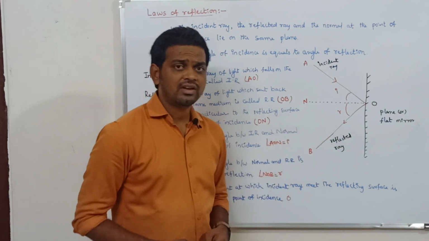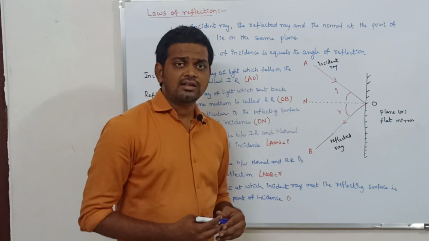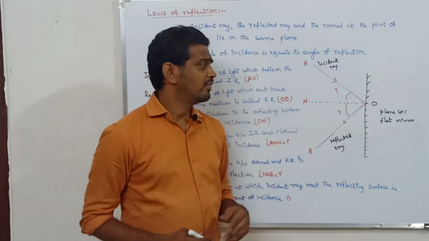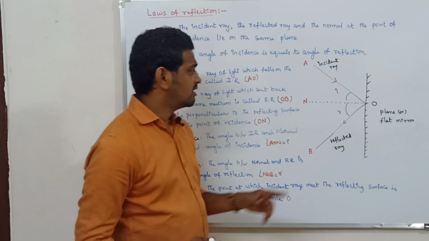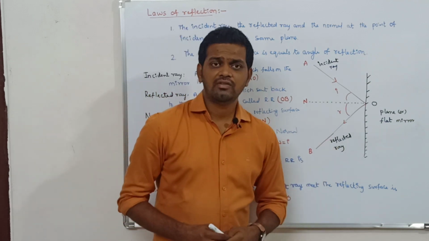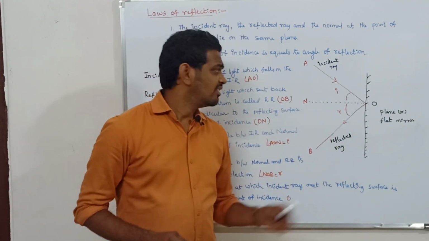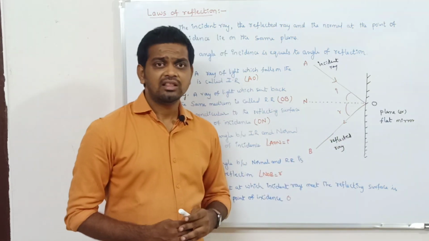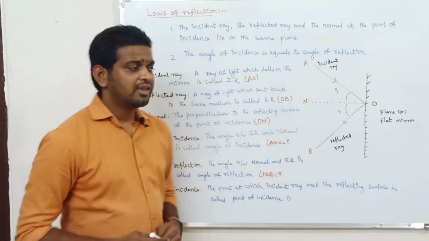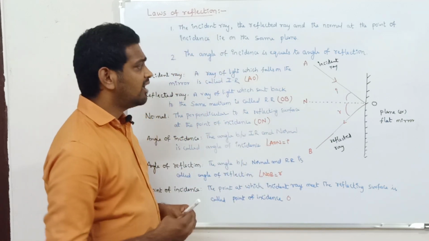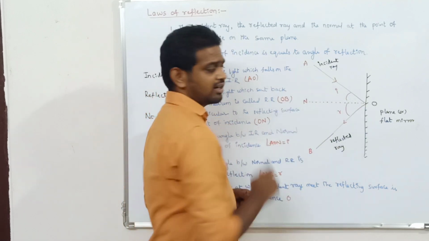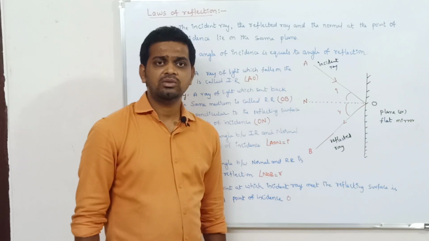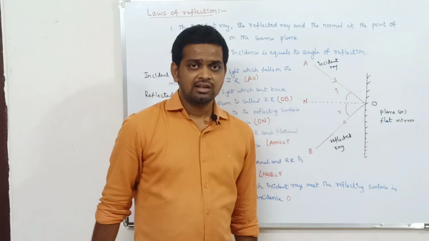Coming to the laws of reflection: the incident ray, reflected ray and normal lie on the same plane. And the second law of reflection: the angle of incidence is equal to the angle of reflection. Before explaining this concept, I need to explain some terminology included in the reflection concept. The incident ray is the ray which strikes the reflecting surface. Here AO is the ray that strikes the reflecting surface, so we call this ray the incident ray.